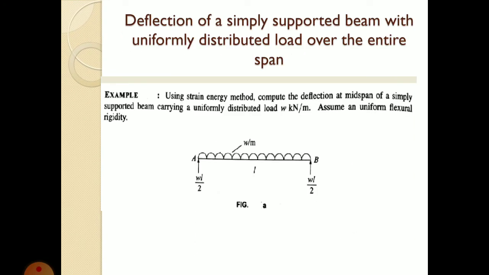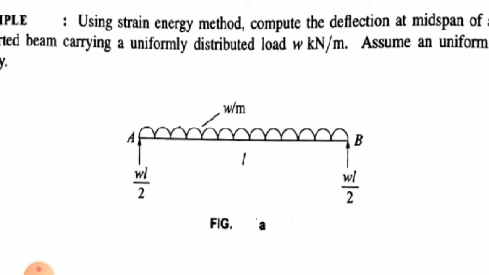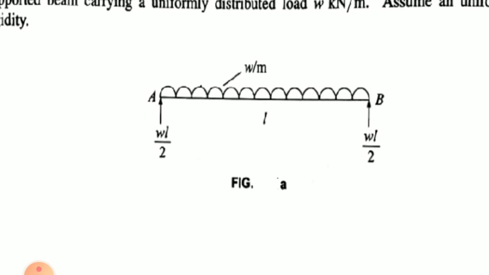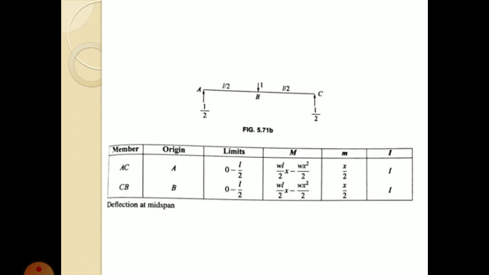Then taking another example, standard case of simply supported beam with the uniform distributed load over the entire span. So let the uniform distributed load be W per meter run. Reactions at both the supports will be WL by 2 each.